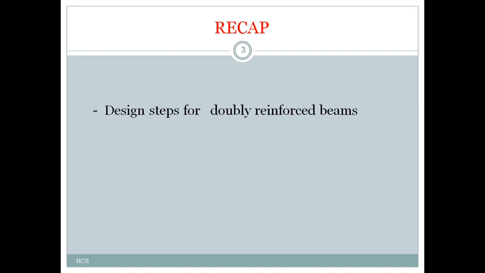L by d max can be calculated based on the tensile reinforcement and compression reinforcement provided in that beam, and based on that, the kt modification factors have to be calculated with respect to tension and with respect to compression. Finally, we check whether our L by d maximum is greater than L by d provided. Then I can say it is safe against deflection. Then we go for shear. These are all about the design of a doubly reinforced beam under flexure.